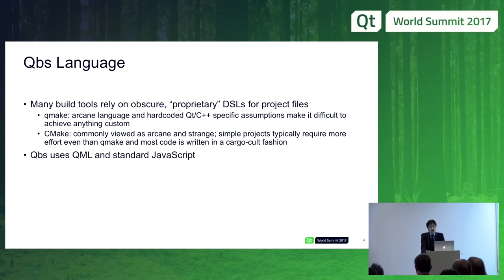It's a formally declarative language, but has bolted on imperative concepts. And it's commonly viewed as very strange and arcane, even among CMake experts. Writing simple projects seems to require more effort than with CMake, and complex projects are regarded as always possible, but they're usually written in a cargo cult fashion. So you need to solve some problem XYZ, search the web for that, copy the solution, cross your fingers that it works, and that you don't have to understand how it works.